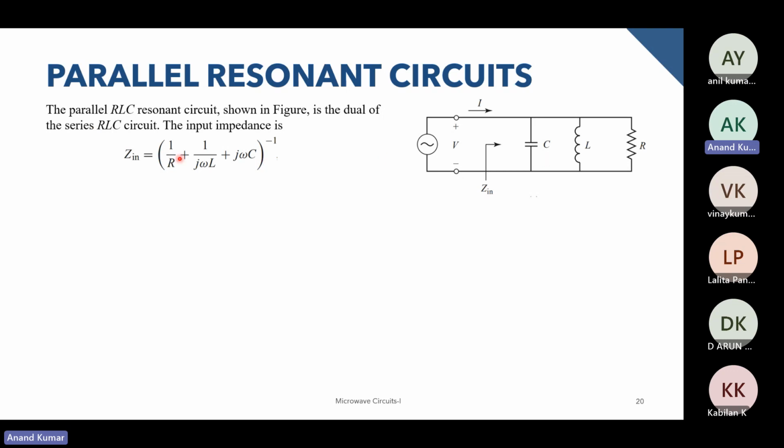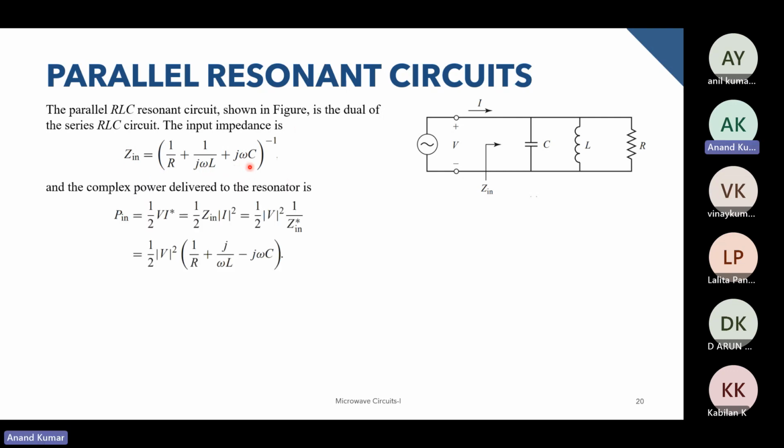Each element is in parallel. So we calculate the impedances, add their reciprocals and take the inverse, and we get this Z input impedance. This is fairly straightforward. Now we just substitute this value of input impedance and do the same thing as we did in the series resonant circuit, and we get the input power. So the input power is V I square by Z input, and Z in is this whole thing to the power minus 1. So this gets multiplied over here, and this is the input power.